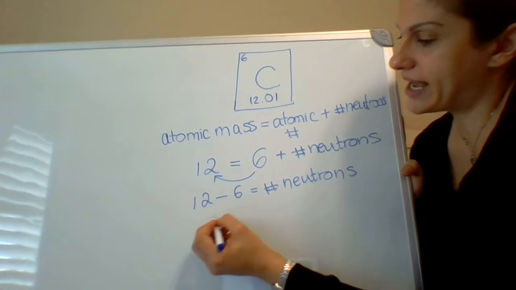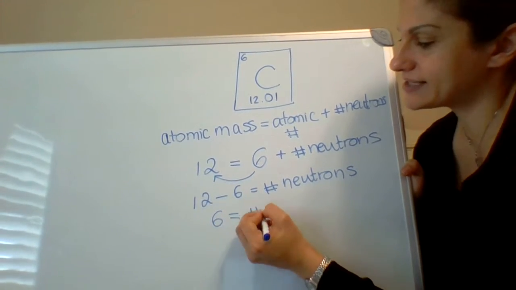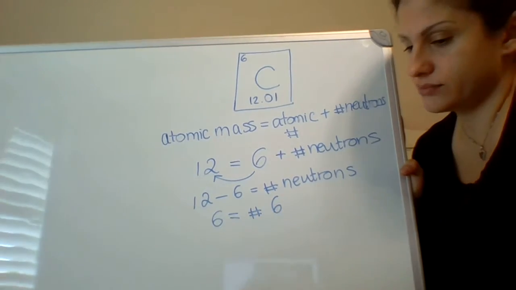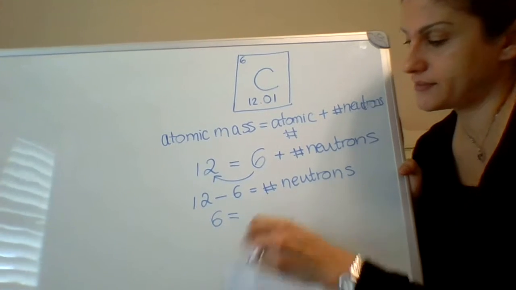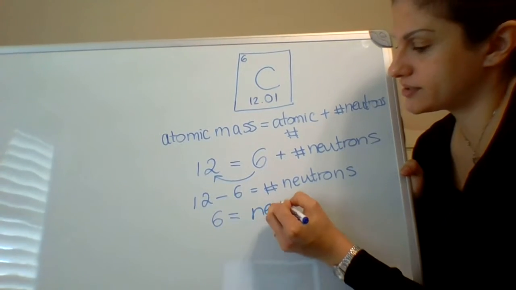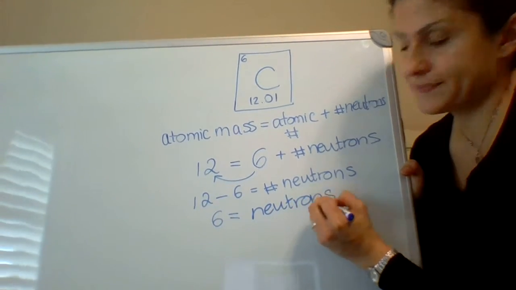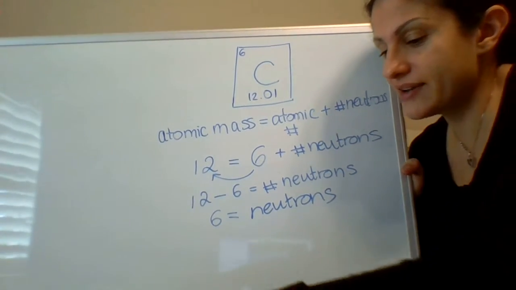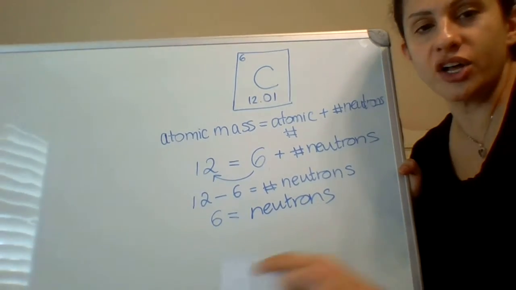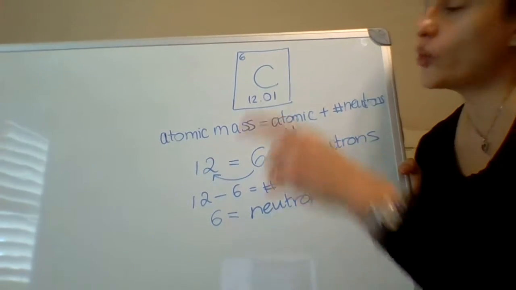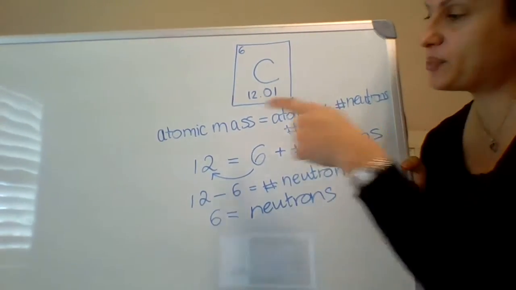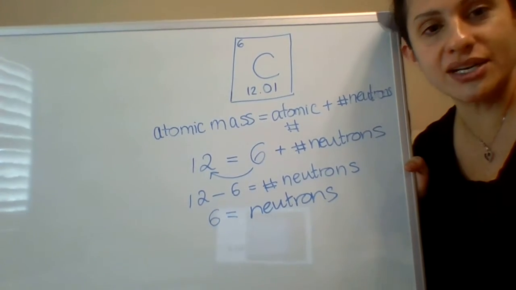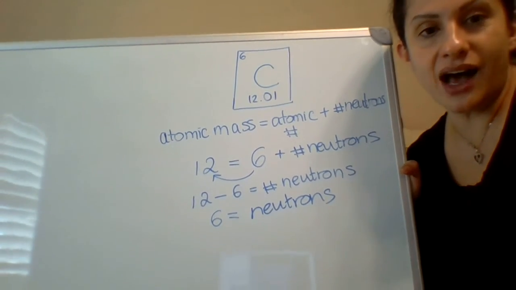And therefore, we now know that carbon has 6 neutrons. Okay? So again, it is a very, very simple equation. All you have to do is remember which number is the atomic number, which one is the atomic mass, plug those numbers into the equation, and you can find the unknown number.